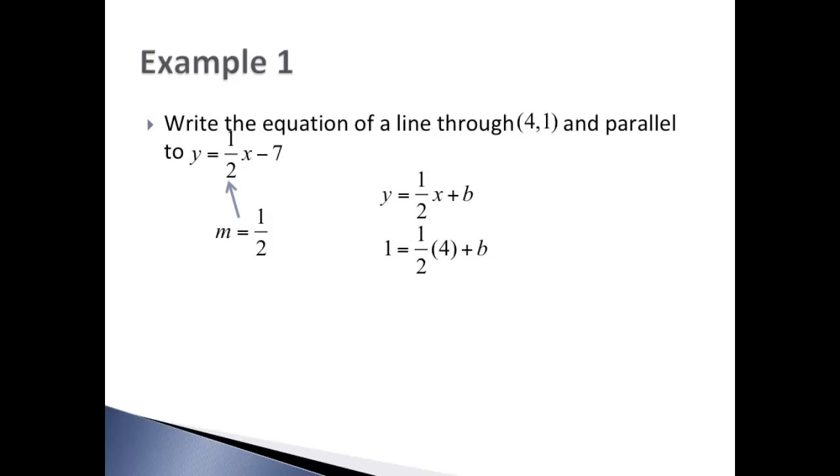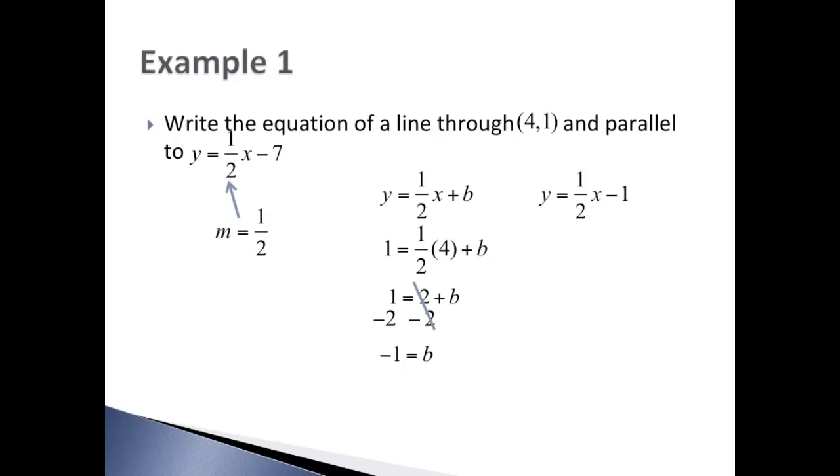Now we can solve for b. So we subtract 2 from both sides and we get b is equal to negative 1. Now we have both the slope and the y-intercept, and I'm going to be able to write the equation of this line. y equals 1/2 x minus 1.